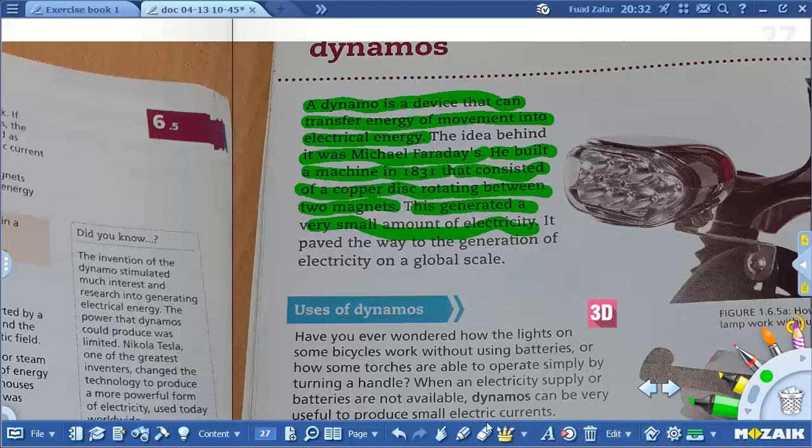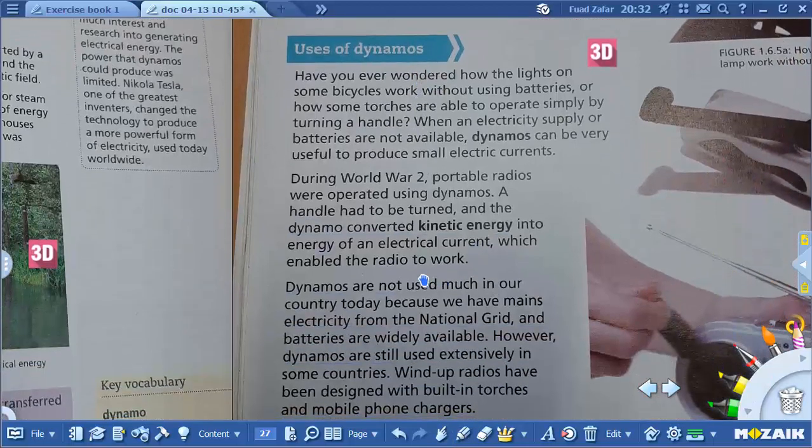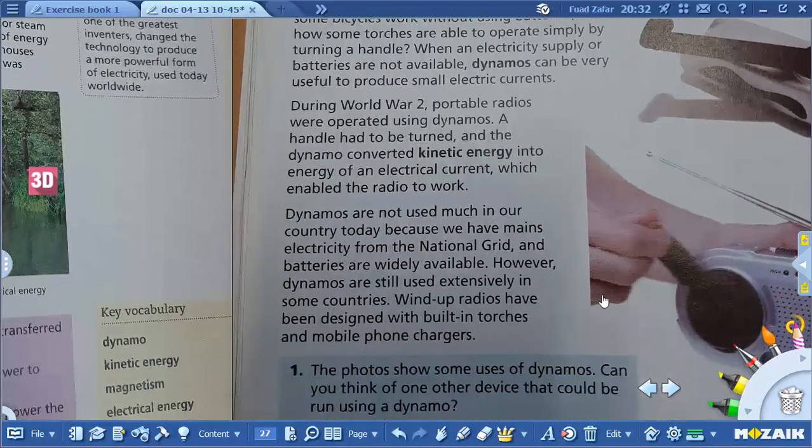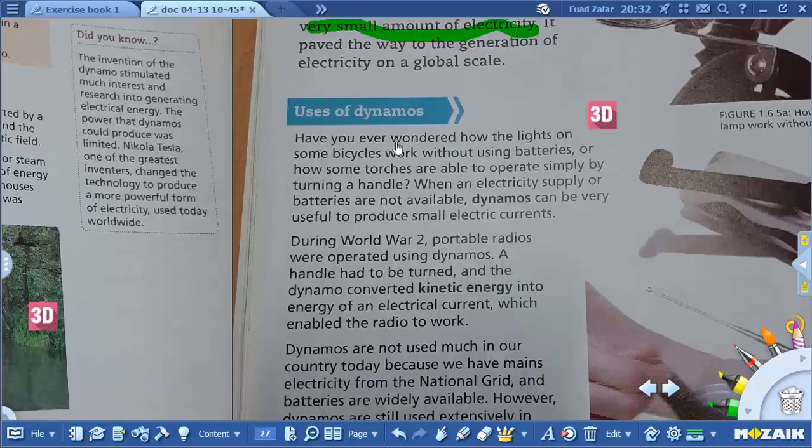Use of dynamo. Where can you use it? You can see a picture here. Have you ever wondered how the light on some bicycles works without using batteries, or how some torches are able to operate simply by turning a handle? That means some torches and some bicycle lights turn on without using any batteries.